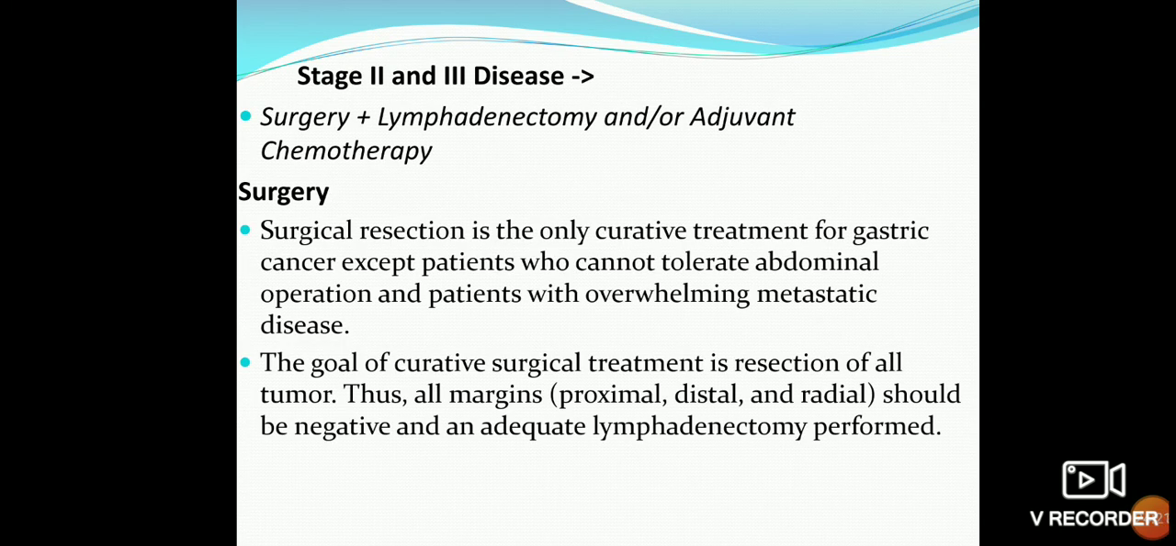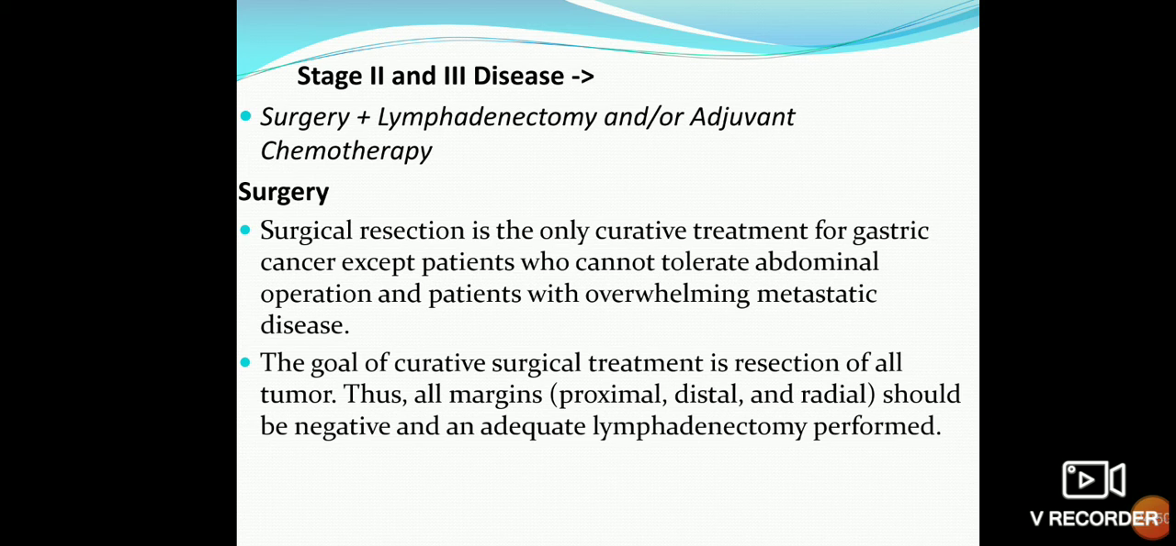In the second or third stage, we go for surgery, then lymphadenectomy and/or adjuvant chemotherapy. In the second or third stage, the treatment of choice is surgery. Then we go for lymphadenectomy, and after that we can go for adjuvant chemotherapy. Adjuvant chemotherapy may or may not be used after the surgery.